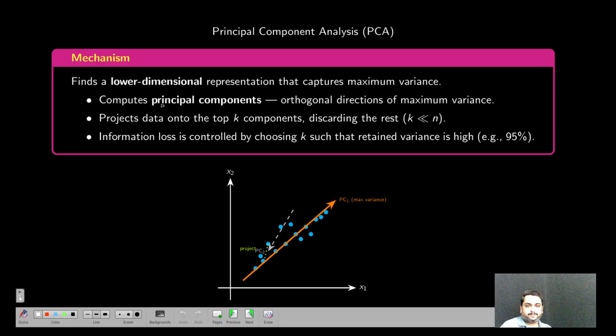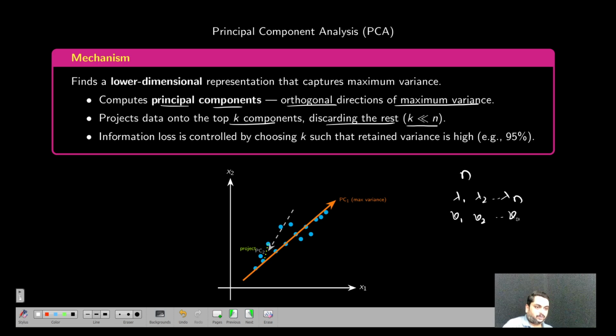So what it does is compute principal components, which are orthogonal directions of maximum variance. All the directions will be orthogonal in PCA. It projects data onto the top k components, discarding the rest of the components. If there are n features, n dimensions, I will calculate the eigenvalues for all of these. Then I will calculate the eigenvectors, that is the direction for all of these eigenvalues.